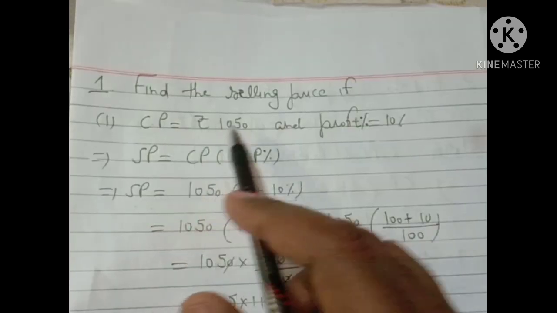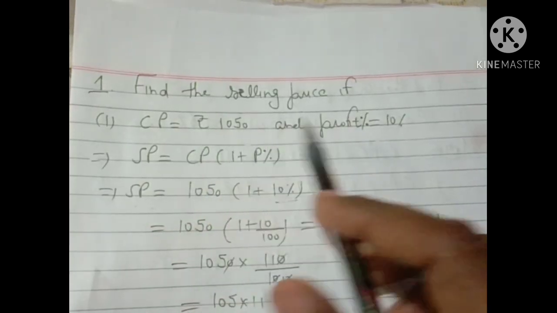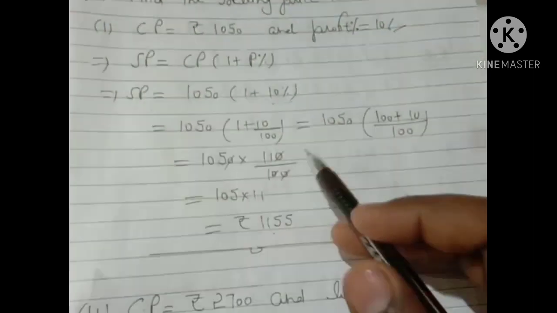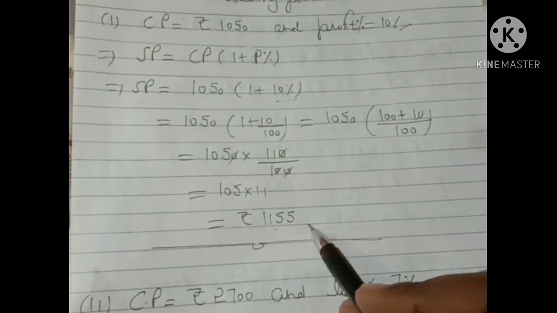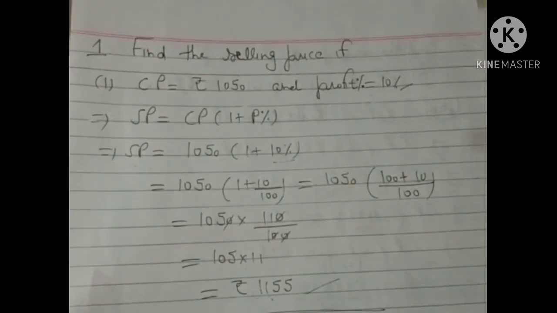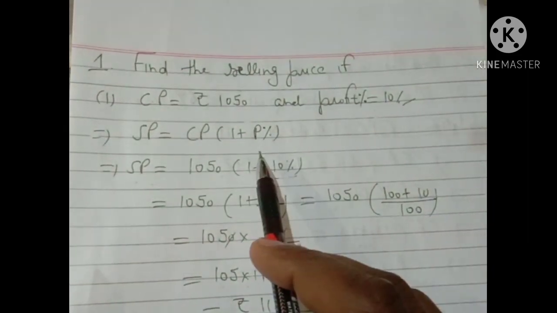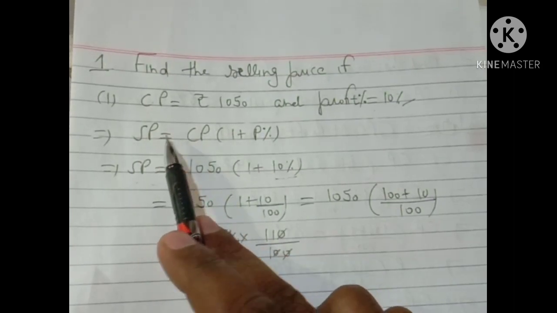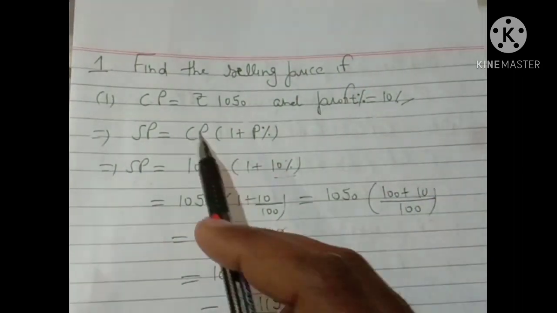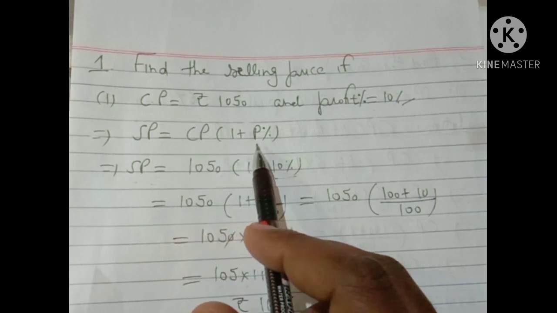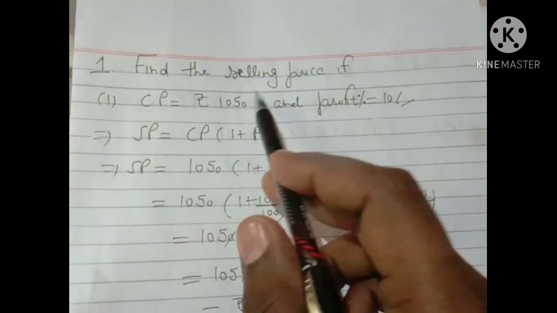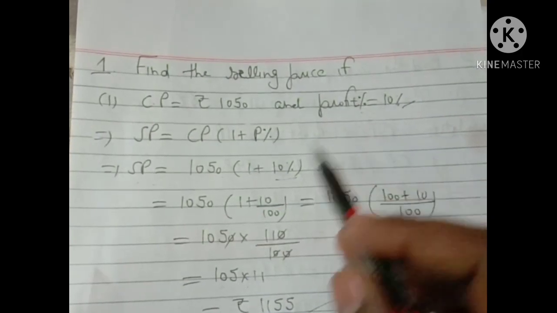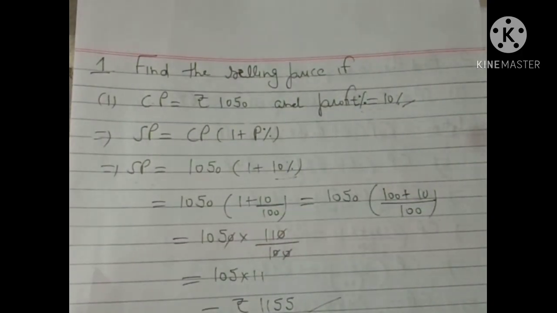It means if the cost price is 1050 and the article is sold at a profit of 10%, that time the selling price will be 1155. So this is the solution. It means in this way we can find out the solution. We have to apply the simple formula, the first formula that I had already explained before starting the sums, that is SP is equal to CP into 1 plus profit percentage. And if the selling price we have to find out and loss percentage is given, that time we have to apply the second formula. So see the second sum.